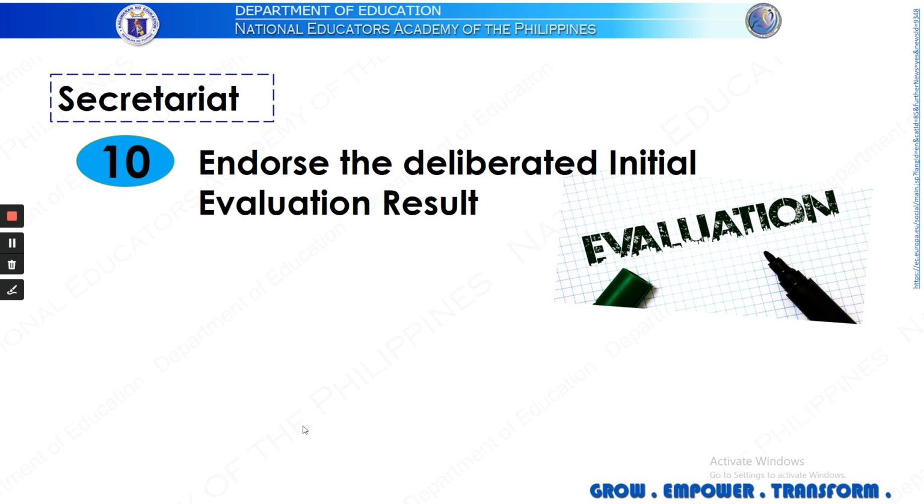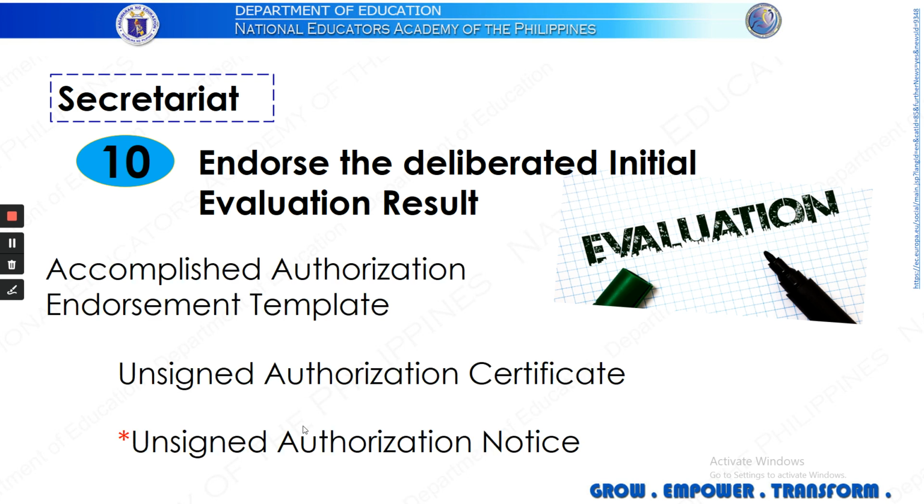So endorse the deliberated initial evaluation result. So i-endorse yung accomplished authorization endorsement template. Yan, authorization endorsement, accomplished authorization endorsement, then unsigned authorization certificate, of course, or unsigned authorization notice for those who didn't pass the AEC, or who didn't pass in the evaluation committee.